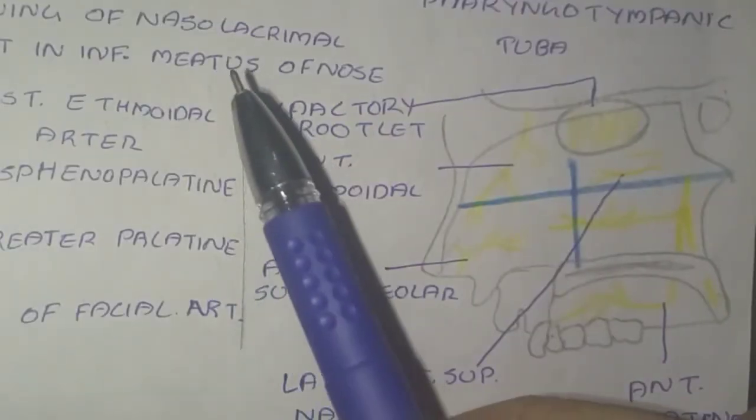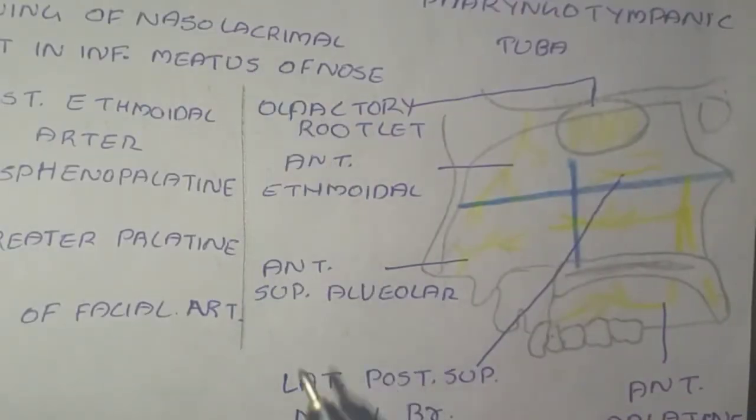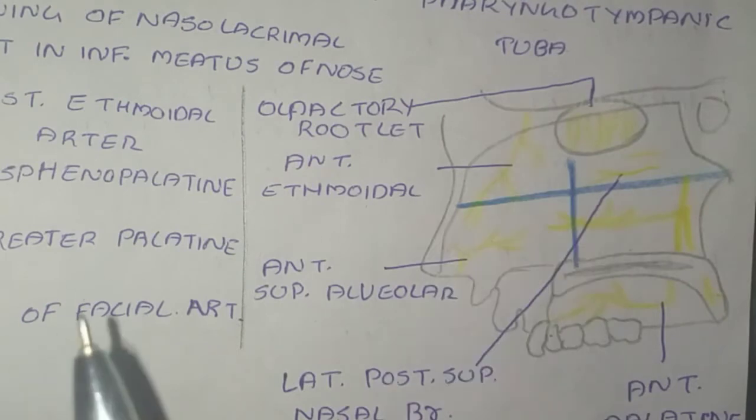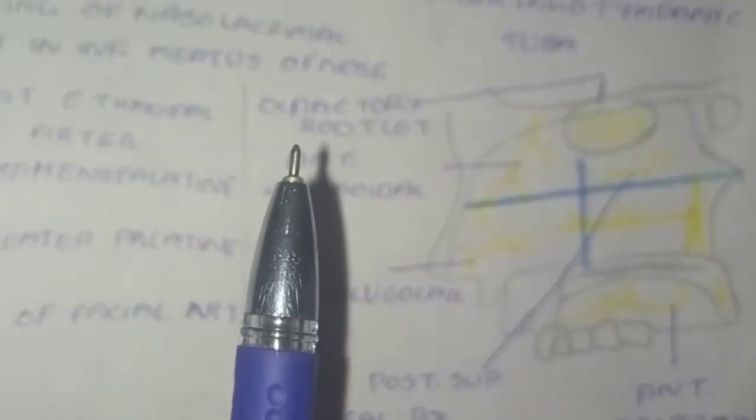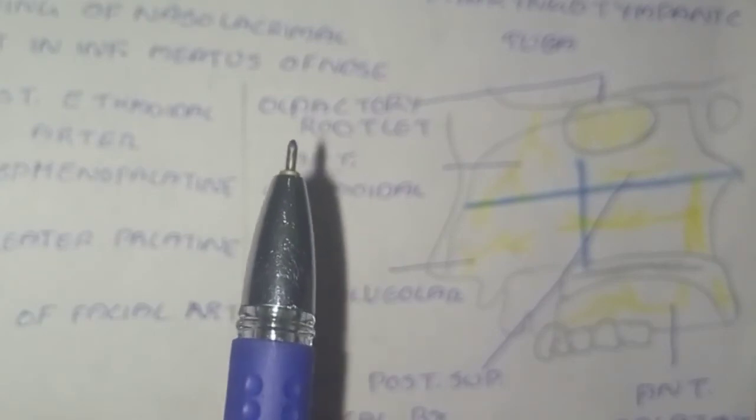In clinical anatomy, hypertrophy of the mucosa of the inferior nasal conchae is a common feature of allergic rhinitis, which is characterized by sneezing, nasal blockage, and excessive watery discharge from the nose. That's all for the clinical anatomy.